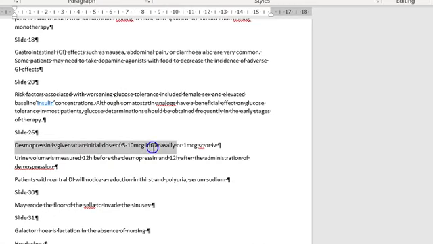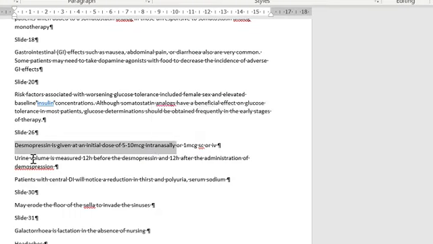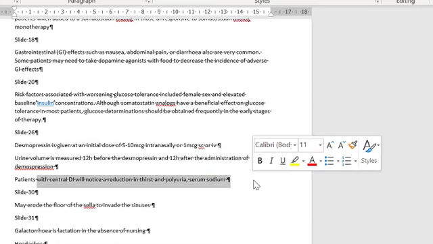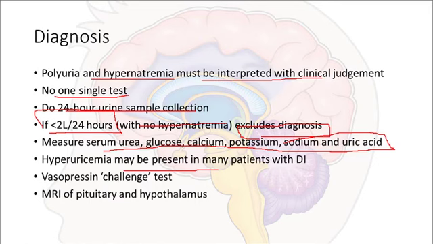Now, what does a vasopressin challenge test consist of? Desmopressin is given at an initial dose of 5 to 10 micrograms intranasally or 1 to 2 micrograms subcutaneously or IV. Urine is then measured 12 hours before desmopressin is given and then 12 hours after. Patients with central diabetes insipidus will notice a reduction in thirst and polyuria, as well as a reduction in serum sodium levels as well.